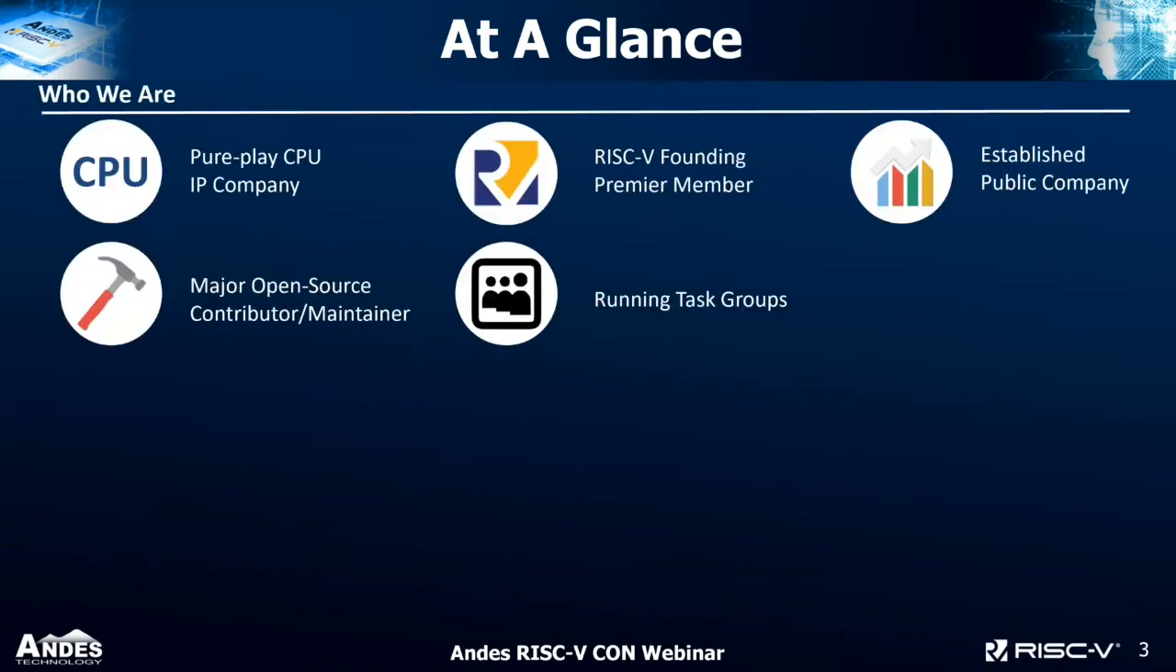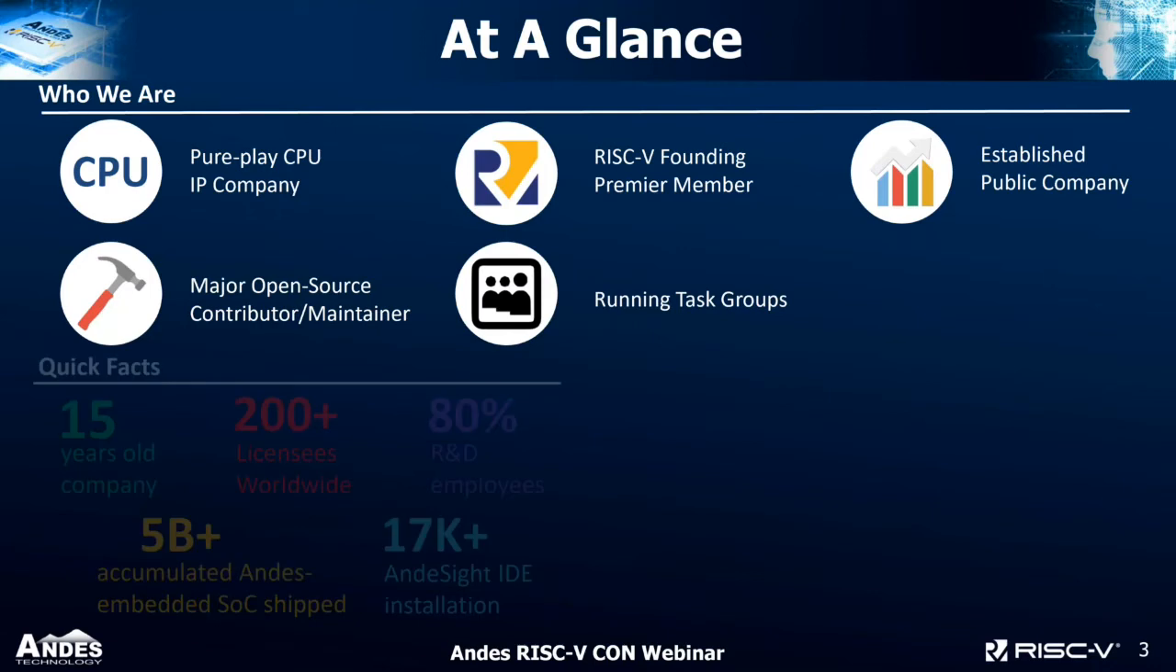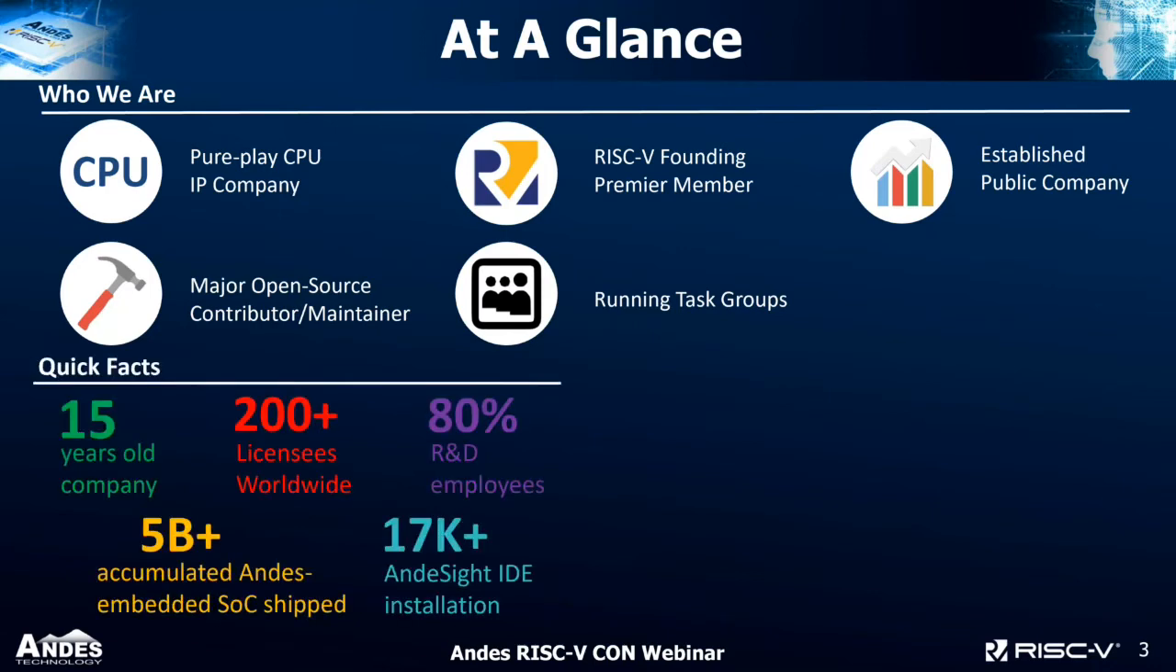Andy's is a pure play CPU IP company. We're an IP company, and that's what we specialize in. We're a founding member of RISC-V International. We're a public company, and we're a major contributor to open source, and we maintain many of the projects. We actively participate and run many of the task groups. So quick facts, we're about 15 years old with over 200 licensees worldwide. Over 80% of the company are R&D employees, and we have shipped over 5 billion accumulated SoCs with our technology.